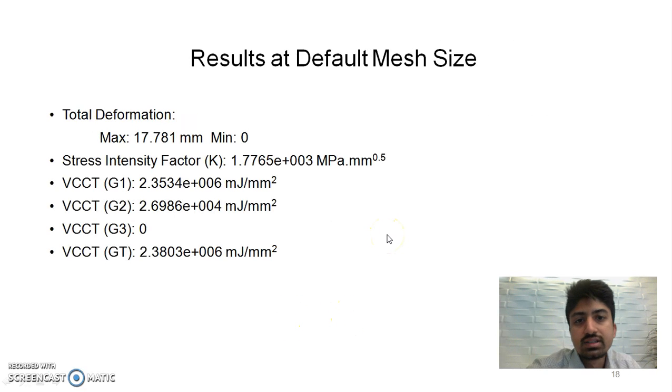So this is the result of the default mesh size. After solving the problem, as I showed at the beginning, the deformation was about 17 millimeters for the initial, default mesh size. The stress intensity factor was about 1.776 times 10 to the power 3 megapascal root millimeter, and these are the viscosity values. It's obvious that G3 is 0 because it's a 2D plane strain analysis, so there will be these two, G1 and G2, for these two modes of fracture and the combined modes of fracture.